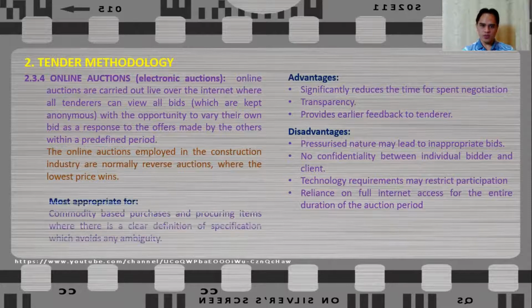It is most appropriate to be used for commodity-based purchases and procuring items where there is a clear definition of specification which avoids ambiguity. And usually, construction projects do not meet this requirement.